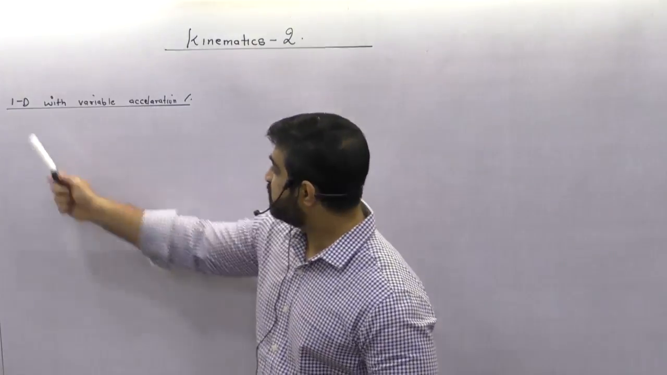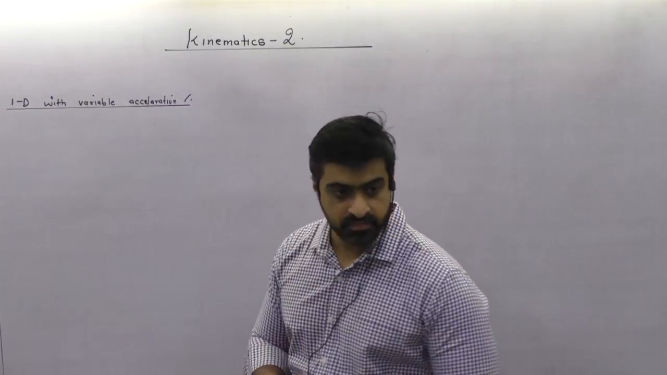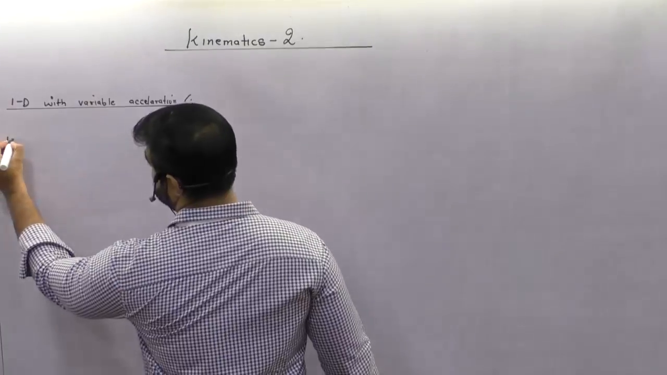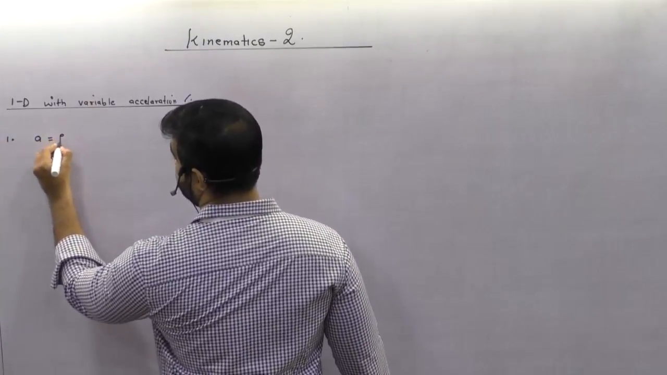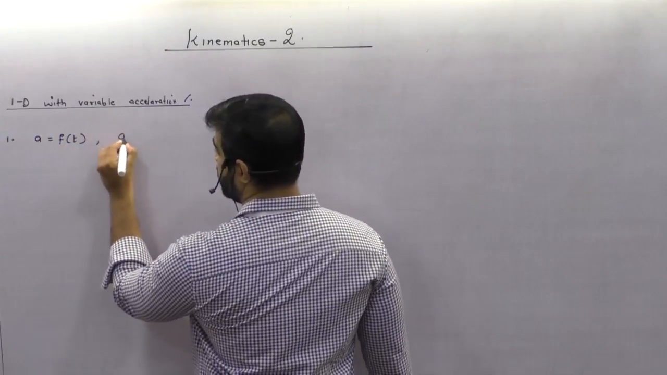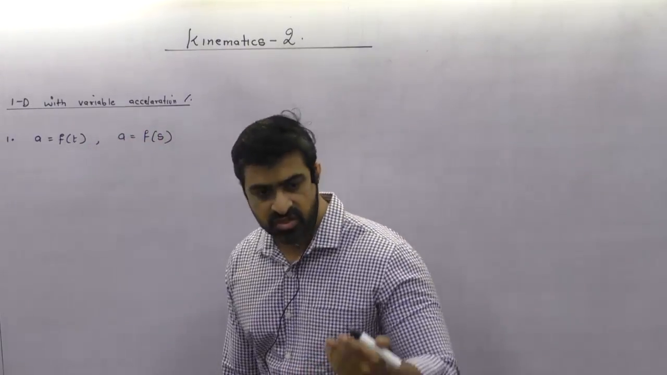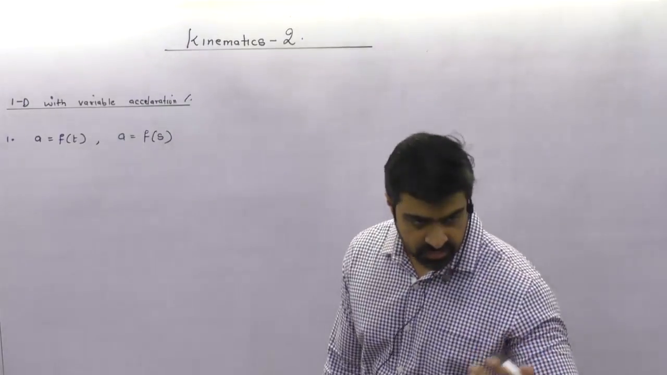Now today I am starting with 1D with variable acceleration. What do you mean by variable acceleration? Variable acceleration means acceleration is a function of time, or acceleration is a function of displacement, or it is a function of something else which is changing with respect to time.